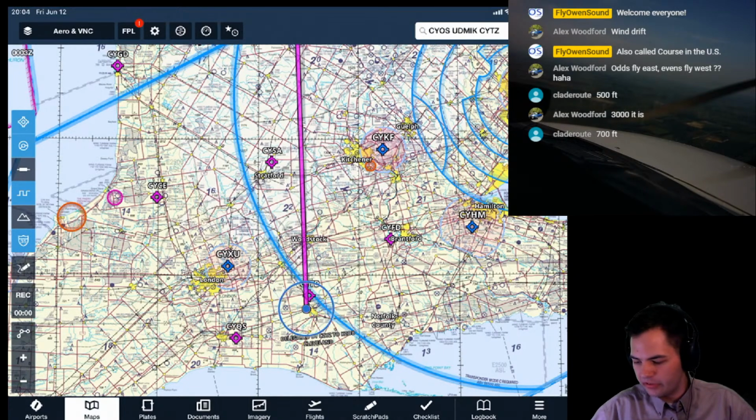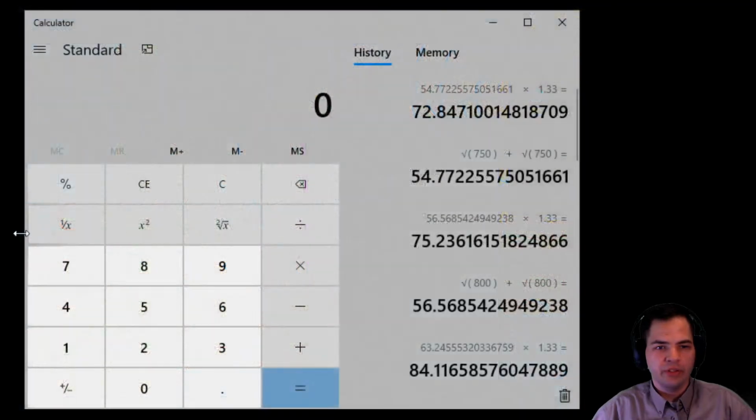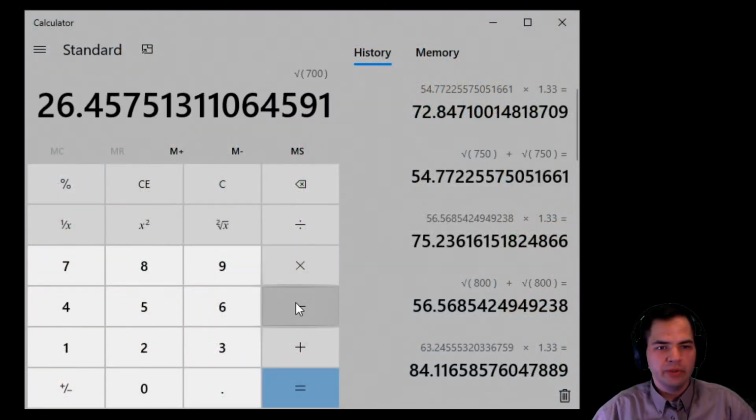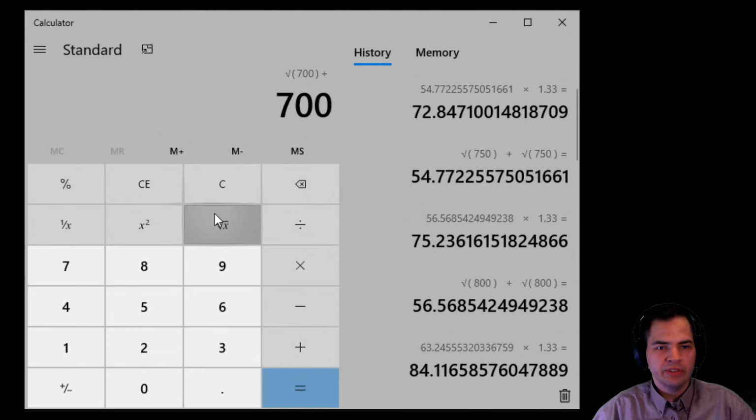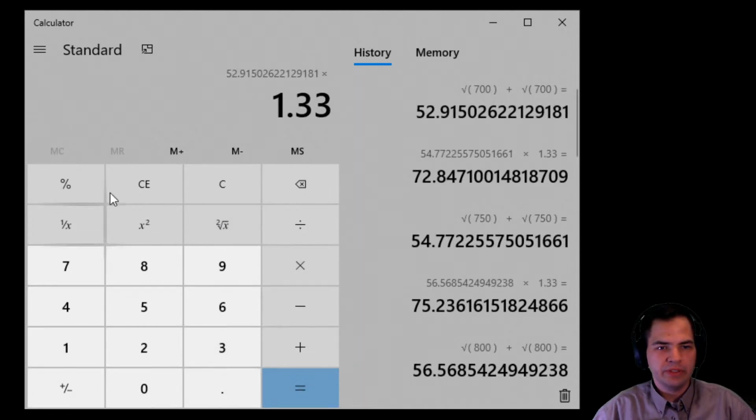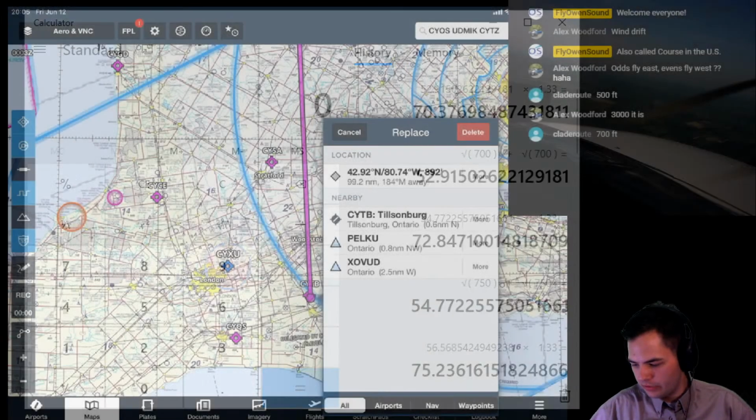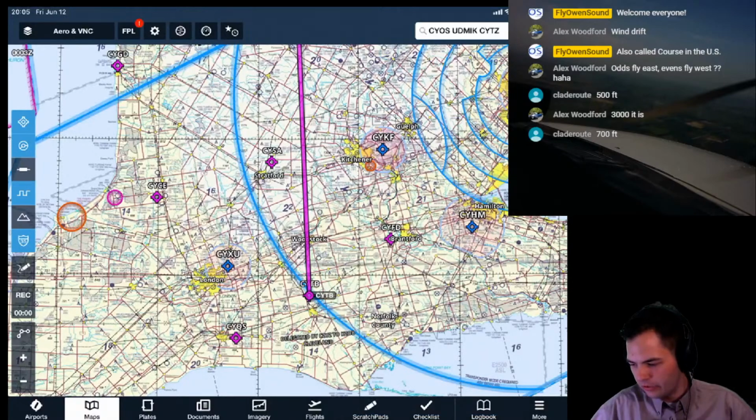Carol, did you try it there? Did it still work at 700? I haven't tried this one. 700 square root plus 700 square root times 1.33. Oh yeah, that'd be close. You might get a little scratchy something through at 700 feet. It's real close. Okay, so we're going to Tillsonburg now.